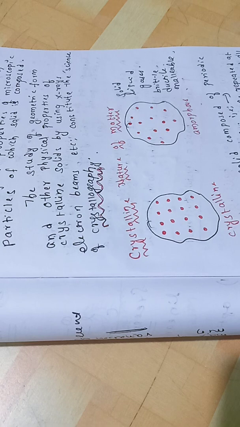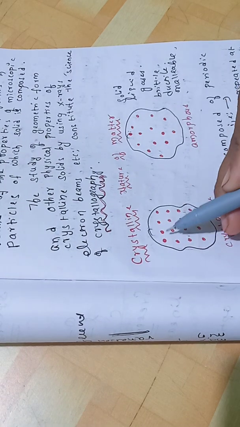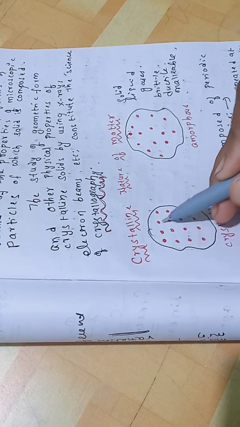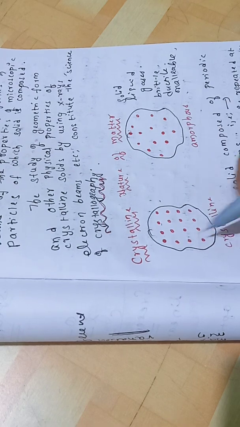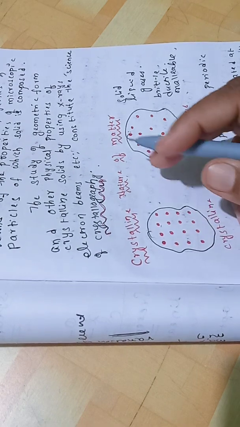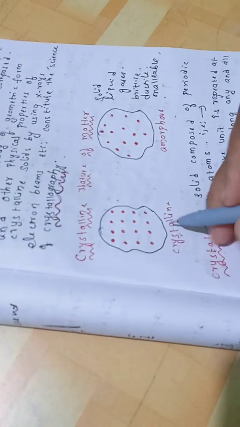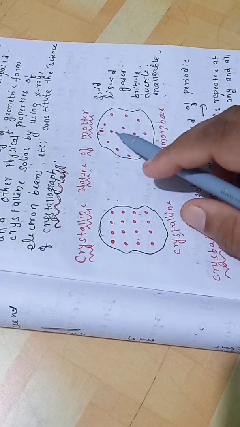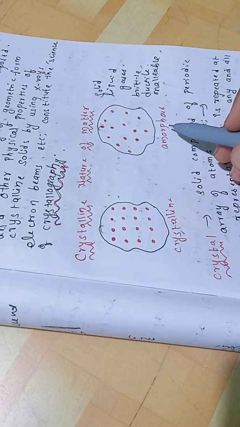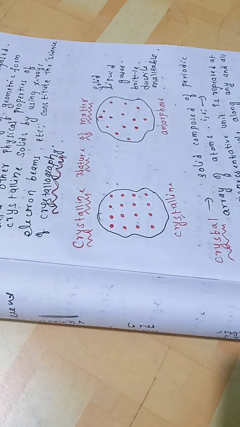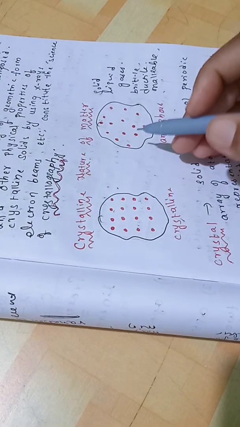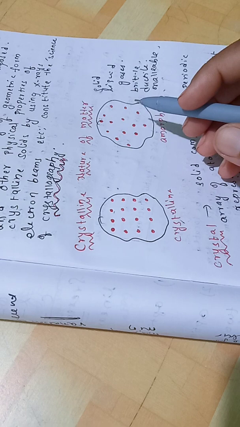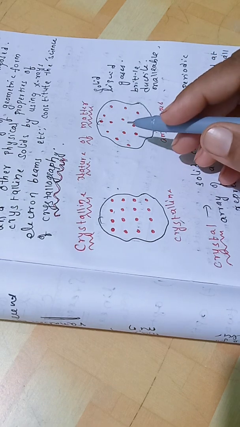If atoms or molecules are arranged in a systematic manner, in such a way that intermolecular distance is fixed, then such solids we call crystalline solids. If atoms or molecules are not arranged in such a systematic manner, we call it amorphous. Irregular arrangement of atoms or molecules in a substance, we call amorphous solids.